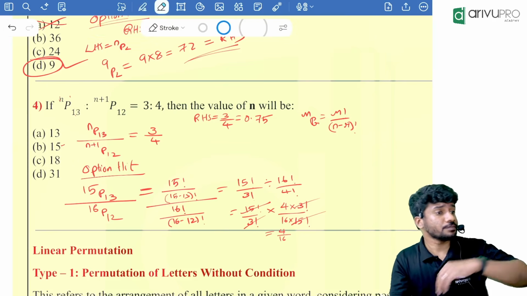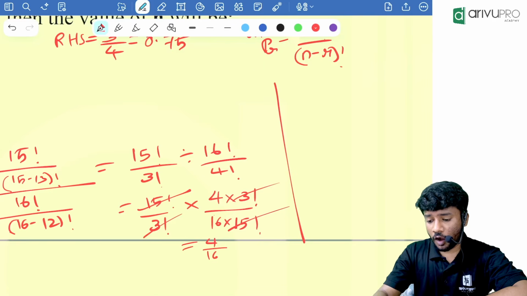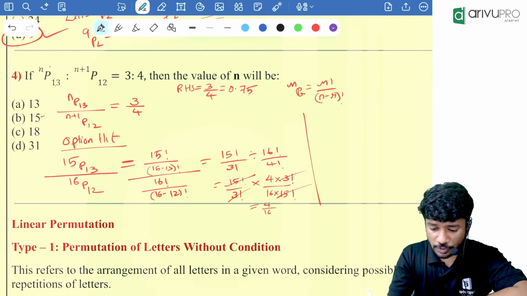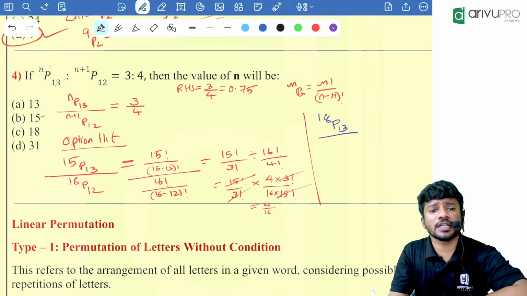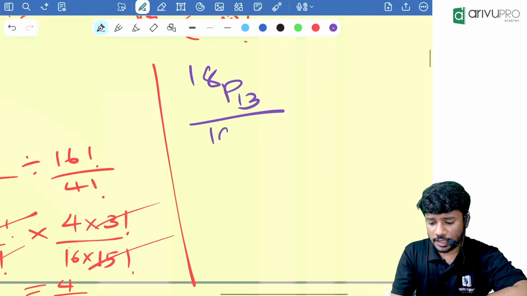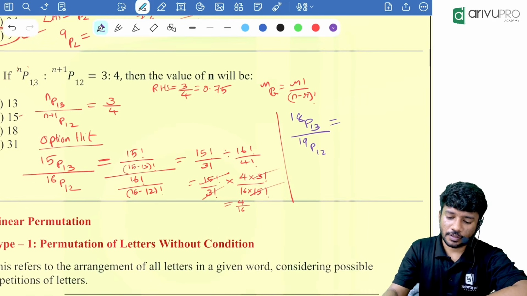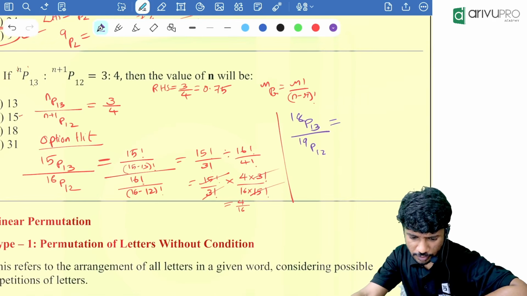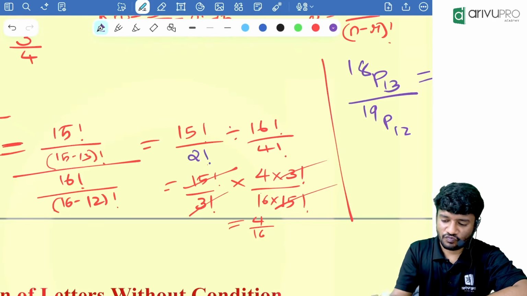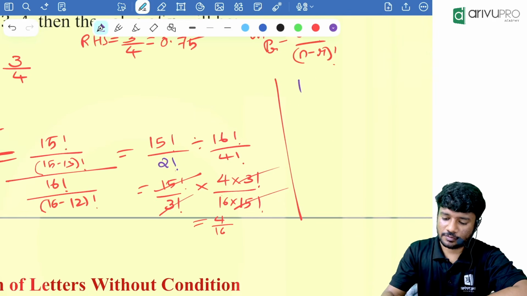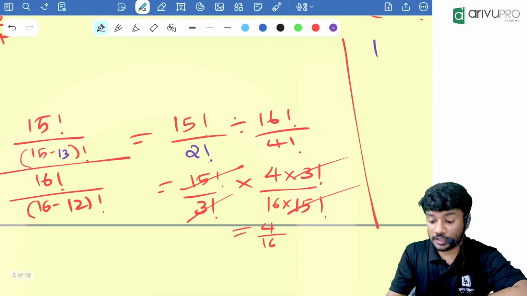Try option B. Sorry, try option C. Everyone try option C. Trying option C. That is how much? 18p13 divided by 18 plus 1 is how much? 19p what? 12. Try. Please try it for me. Did we do anything wrong? No, right? Oh, we made a mistake. What is the mistake we made? This is the answer itself. Correct. 15 minus 13 is how much, people? 2 factorial. Okay. Then we are going for the answer.